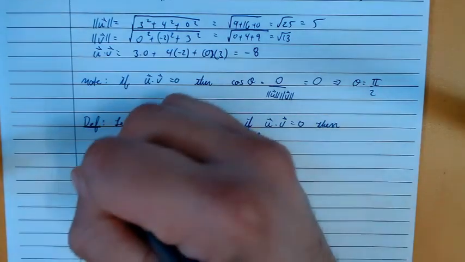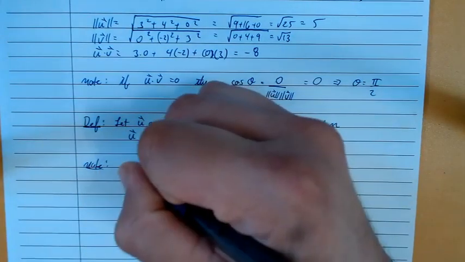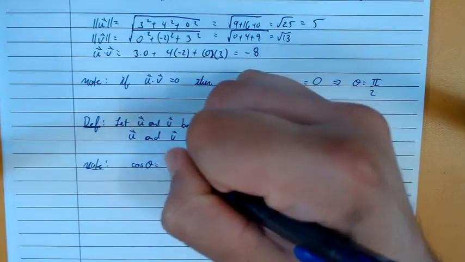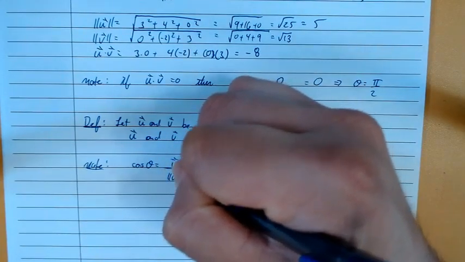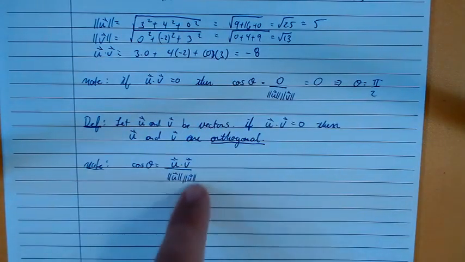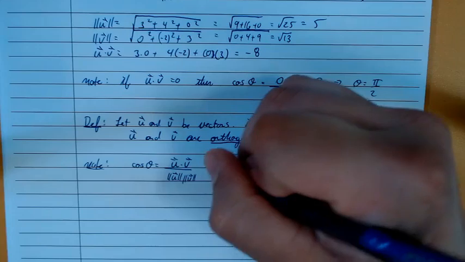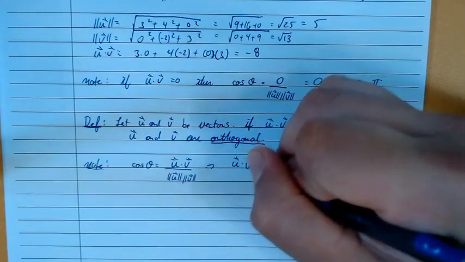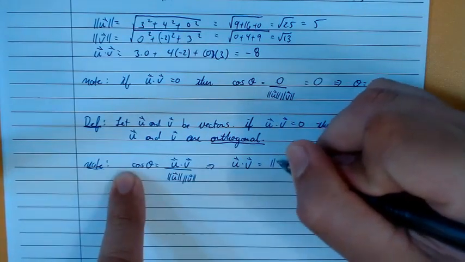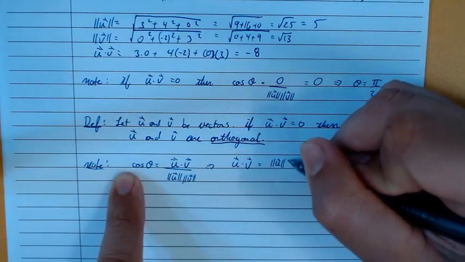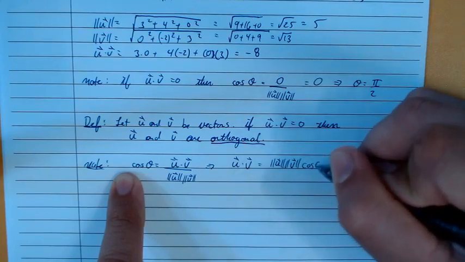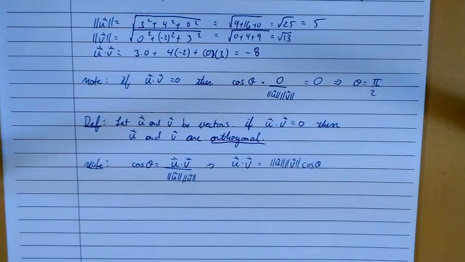Another thing to note, we know that the cosine of the angle theta is equal to U dot V over the magnitude of U times the magnitude of V. If I multiply this over to the other side, this tells me that U dot V is equal to the magnitude of U times the magnitude of V times the cosine of the angle theta. This is another way of defining the dot product.